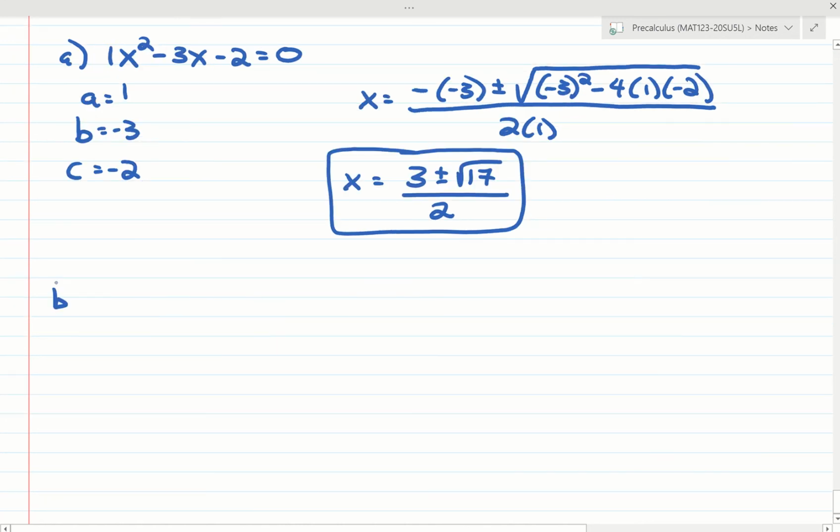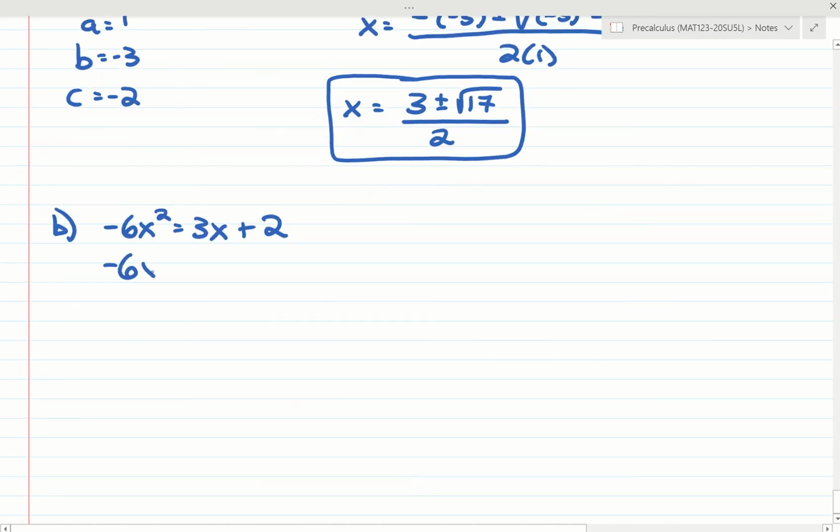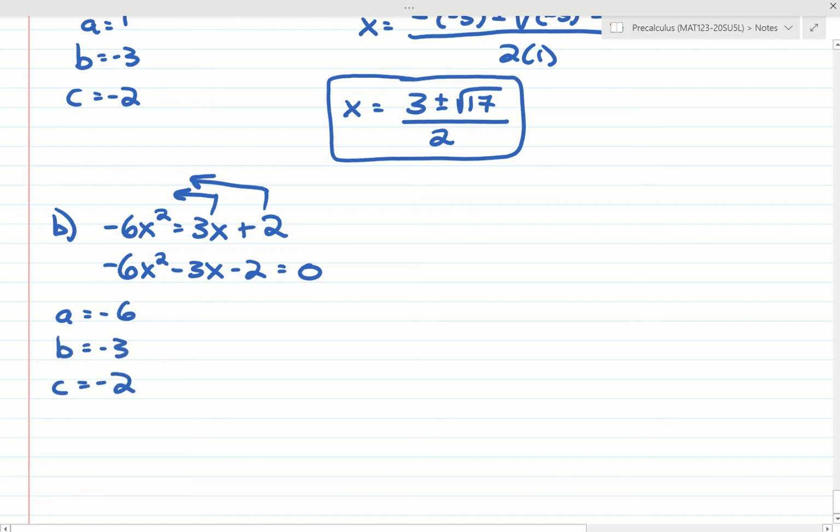And we have one more problem. What if we had negative 6x squared is equal to 3x plus 2? Now you can't just start labeling a, b, and c because it's not in standard form. So let's get all of these numbers on the same side, so it's equal to 0. I'll subtract 3x, and I'll subtract the 2. So we do have, it's in standard form. Okay, so a would be negative 6, b would be negative 3, and c would be negative 2.